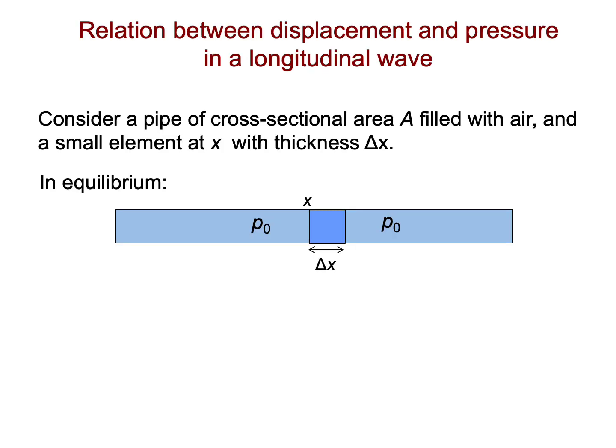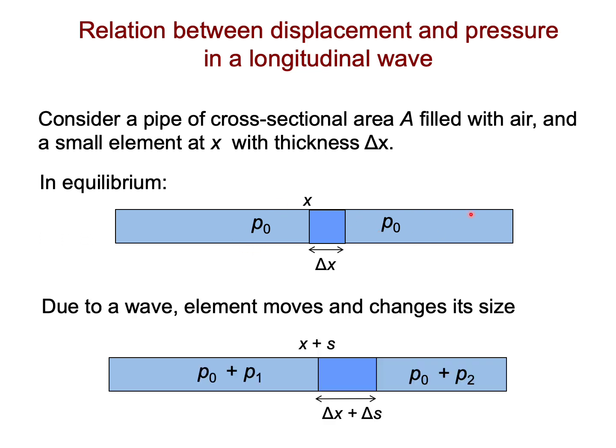Now that we understand the concept of these pressure longitudinal waves, we can work on deriving the speed of sound. So let's consider a pipe with a cross-sectional area of A, and it's filled with air. And now what we're going to do, much like with the string, is look at a small element that has a thickness of delta x, and it's located at position x. This is what that parcel looks like in equilibrium. On either side, it has nominal atmospheric pressure, and it's balanced.